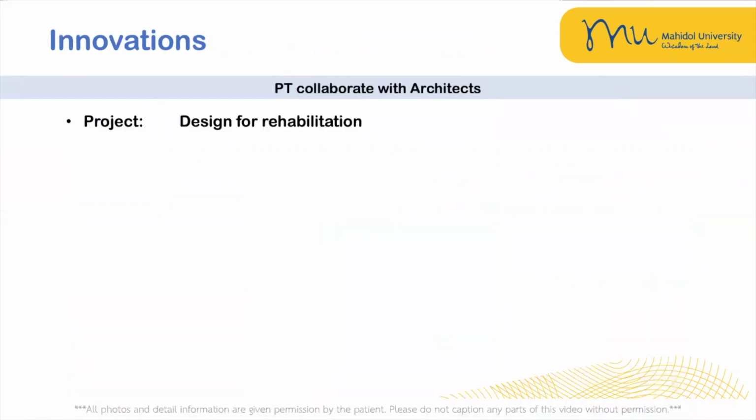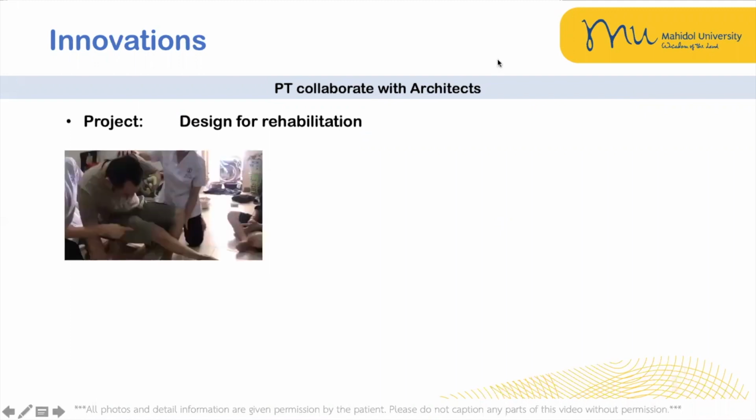Then for the innovations, PT can collaborate with architects in a project on design for rehabilitation. This man had a stroke on his left side almost 8 years ago. He always stays and does all activities on the floor. Because of the chronic condition, we found shortening of the hip flexors and hamstrings, knee clonus, and also weakness in his lower extremity and the left arm.